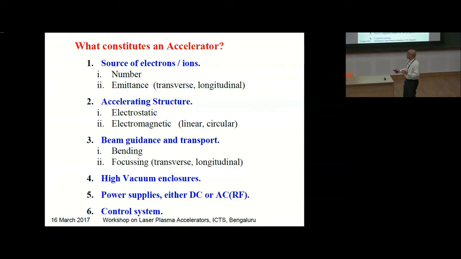The structures can be of 2 types, one electrostatic and the other electromagnetic, and there have been several types of accelerators built over the years using these principles. And even today, the accelerators that are working use both of these. It's not that the electrostatic is obsolete, they are used even today in many cases. For beam guidance and transport, you need the bending of beams and the focusing of beams in both directions. Again, focusing also in transverse and longitudinal, in time as well as space.